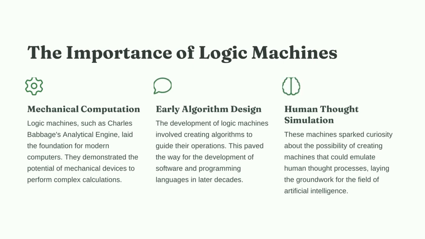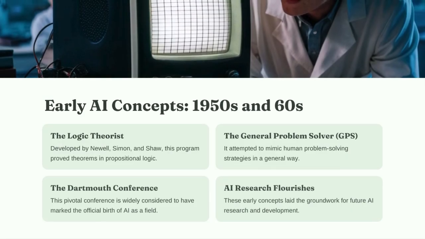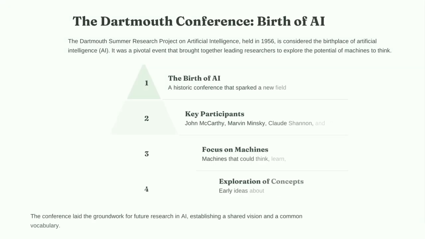In 1950, he proposed what's now called the Turing test. This test was designed to determine whether a machine could exhibit intelligent behavior equivalent to, or indistinguishable from, that of a human. The idea was simple but profound. If a human couldn't tell the difference between another human and a machine in a conversation, that machine could be considered intelligent. This was the first major theoretical step in AI, setting the stage for further developments.